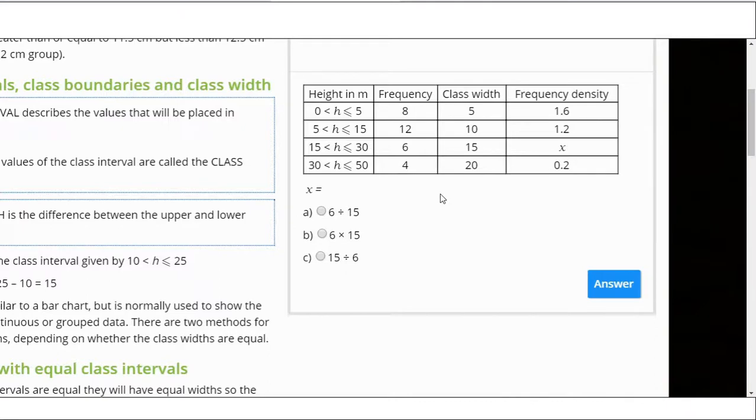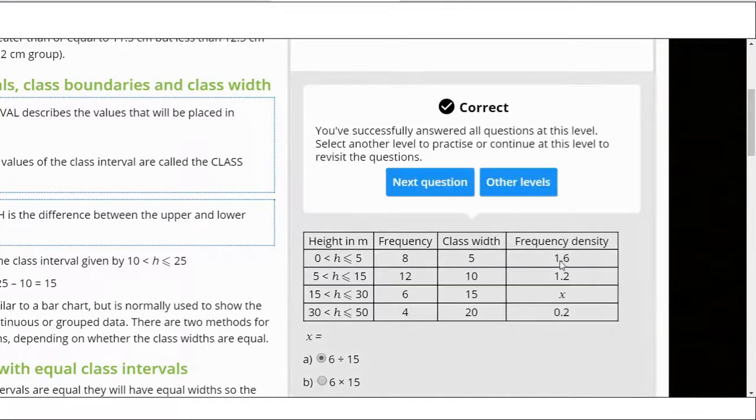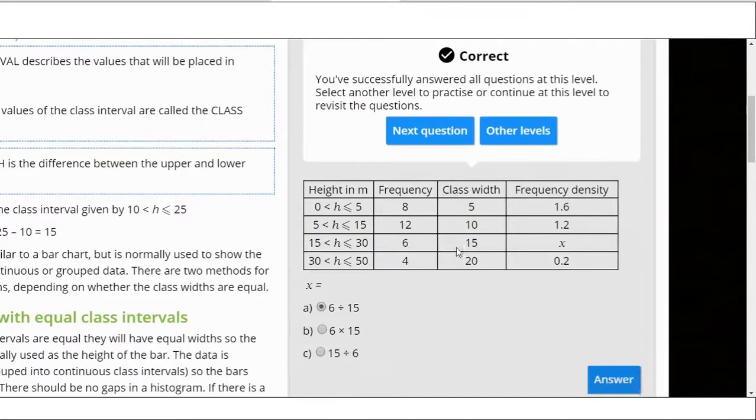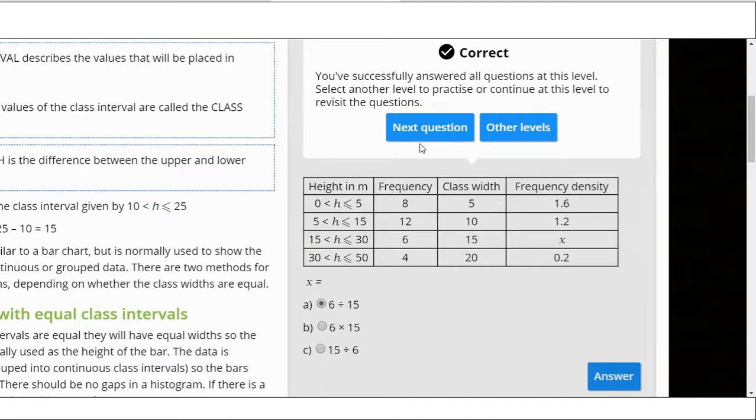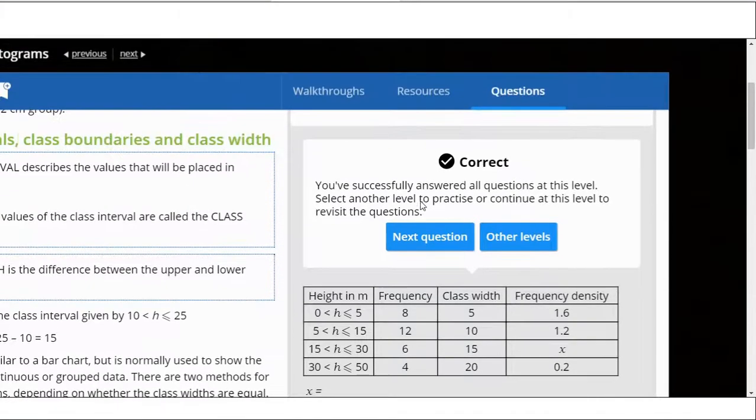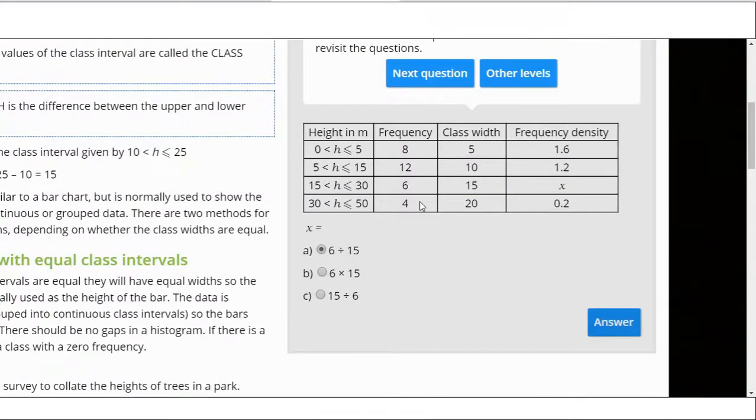The last questions maybe for this level too. The height. So y is density, so frequency divided by class width. So it's clear A. So it's A. 6 divided by 15. So, all right, we finished these questions for level 2. So for the next video, I will share also how to solve the level 3 of this histogram topic.